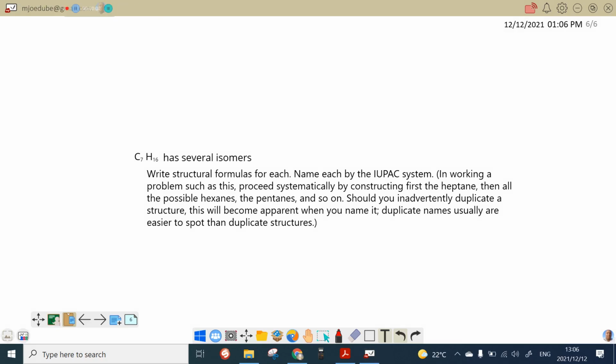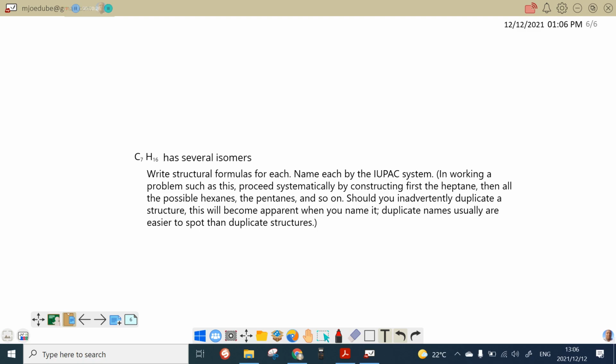In this video, we are going to look at the writing of isomers of a given formula. And in this case, as we mentioned before, the longer the hydrocarbon is, the more isomers it will have. So given a simple example as the one shown here, it says C7H16 has several isomers.